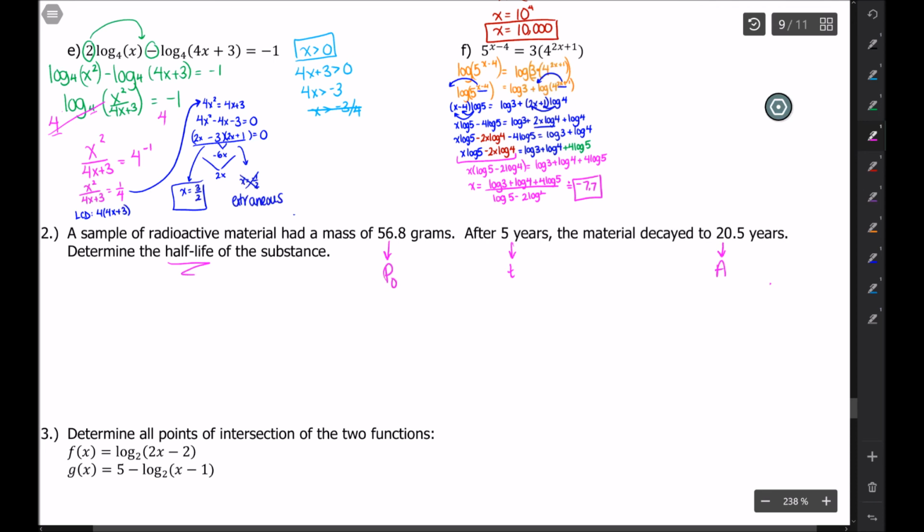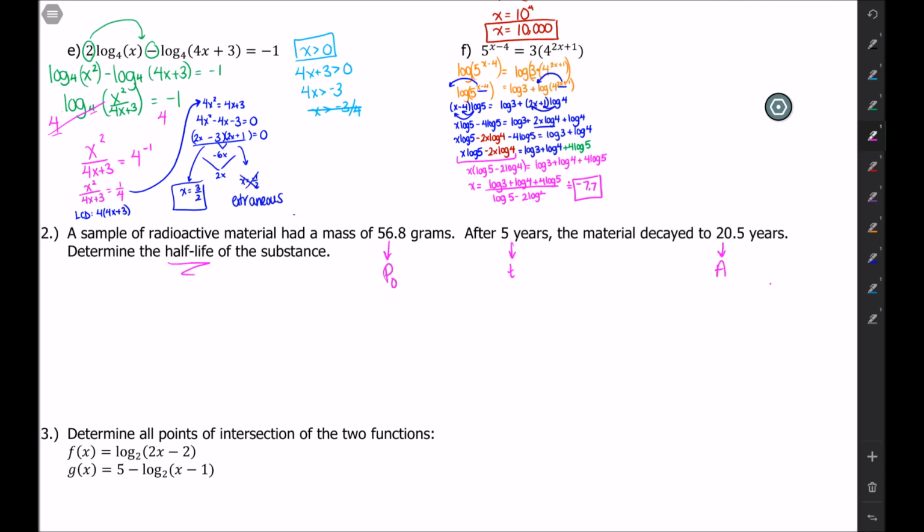So just a reminder, if you have a radioactive material, the half-life is telling us that after a certain time period, the amount of mass in the substance decays by half. Okay, so that means it's half of what it was before. So if it was originally 100 grams and the half-life is 20 years, that means that after 20 years, you'll find 50 grams. After 40 years, you'll find 25 grams of the substance, okay?